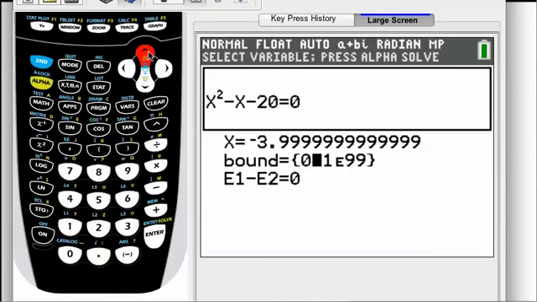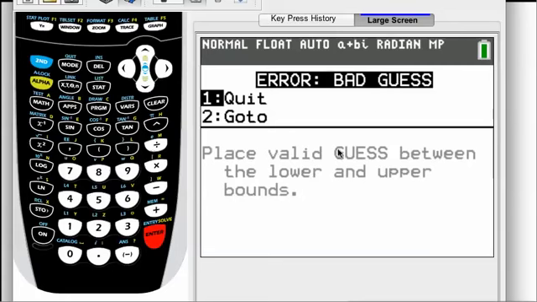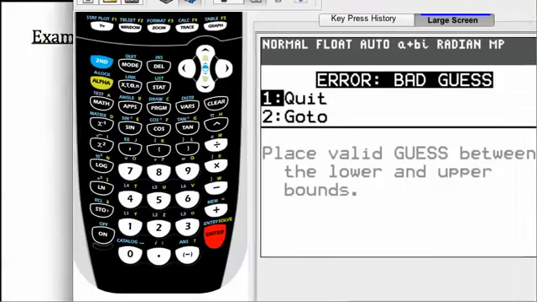So I'm going to replace the cursor back on X. I'm going to hit alpha, enter, and whoops, bad guess. Okay, I don't know why it didn't find the 5, but it didn't. And it should have, but it didn't. And so you might be led to think that there's only one answer, when in fact there's 2. So this is one of the limitations of the calculator you need to know about.